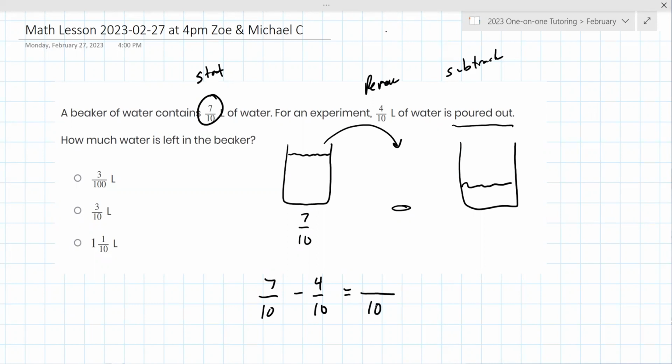Yep. What about on top? It is 7, 3 on top. Just 7 minus 4. Is that okay? Yes. Okay. Now, which answer would it be? Would it be A, B, or C? It would be B.